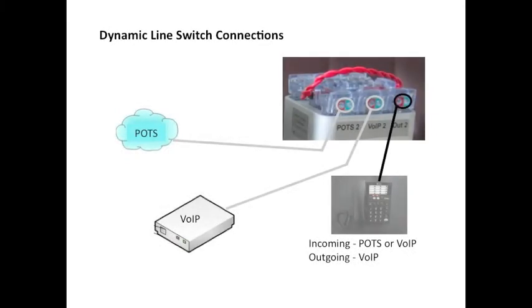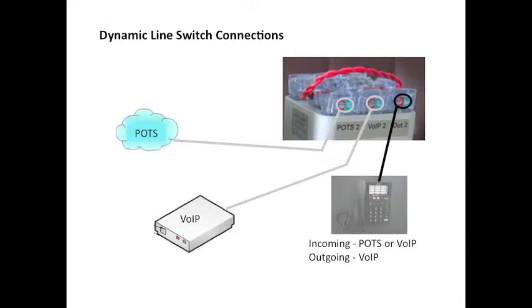To install the dynamic line switch, there are only 3 twisted pair connections that need to be made. Looking at the diagram, reading left to right, you'll notice that the first connection to be made is the POTS service. The POTS service is coming into the NID through the subscriber bridge and from there into the POTS connector port on the dynamic line switch.